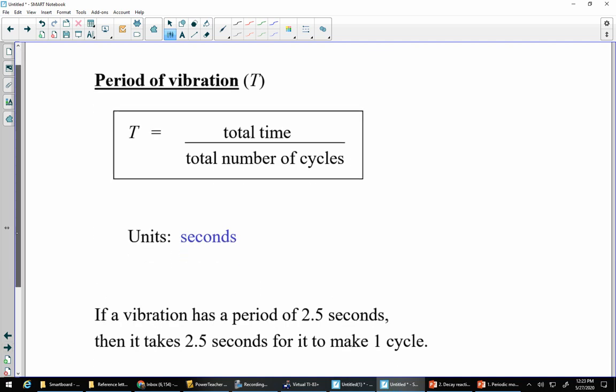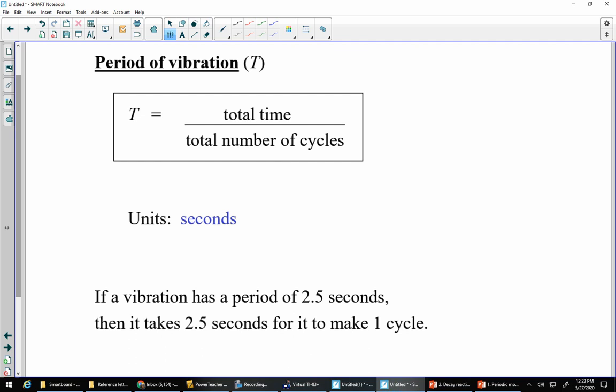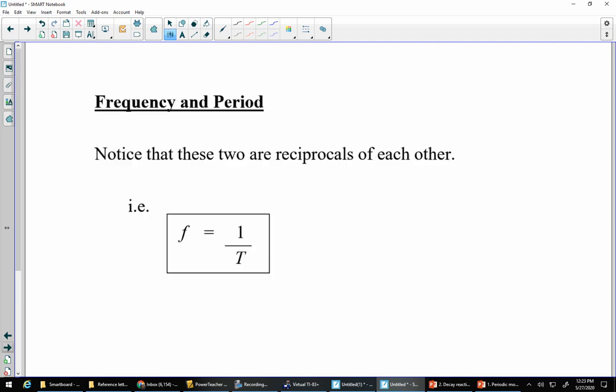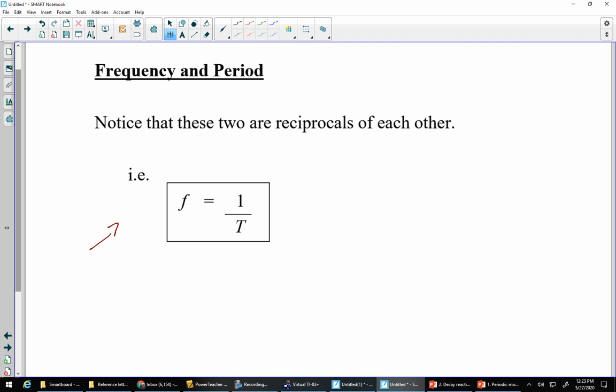Okay, period, we already kind of talked about this one, right? So if I have a period of 2.5, that means it takes 2.5 seconds to make 1 cycle. Cool. Okay, and again, this formula is just on our data sheet. Something you need to know also, on our data sheet technically, is that they are inverses of each other, or reciprocals of each other, period and frequency.